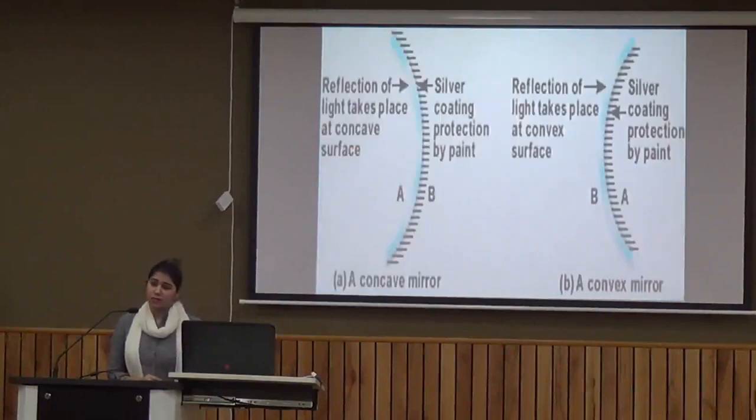Now this is the basics of a mirror: for a mirror we have one side as a polished side, which is actually coated with silver, and then for protection we paint it. And then the other side is the reflecting side, right? So these are certain basics and the shapes of a concave and a convex mirror.